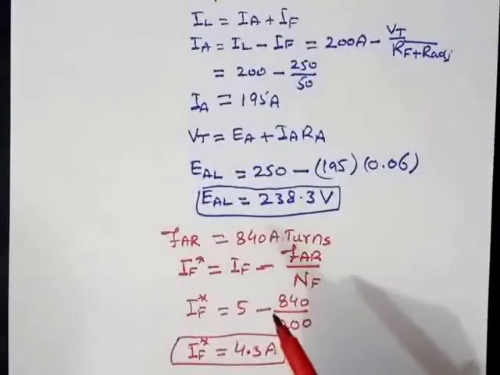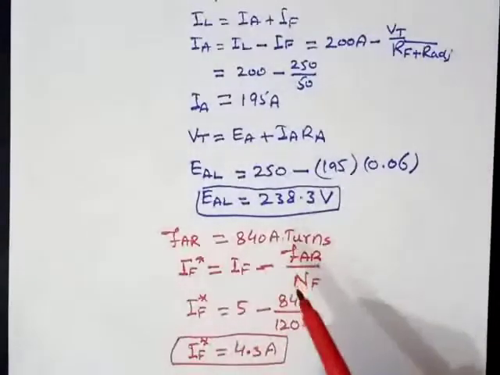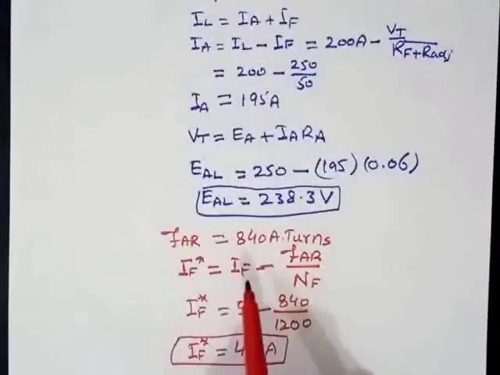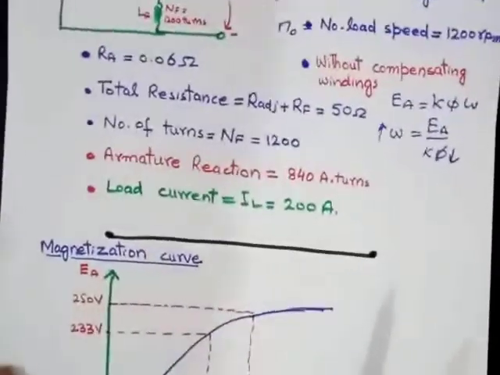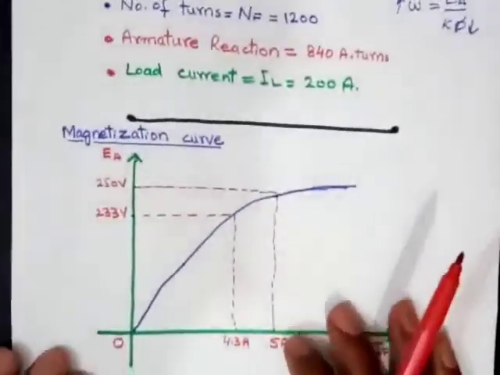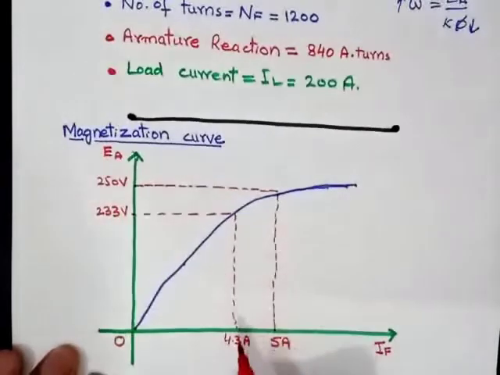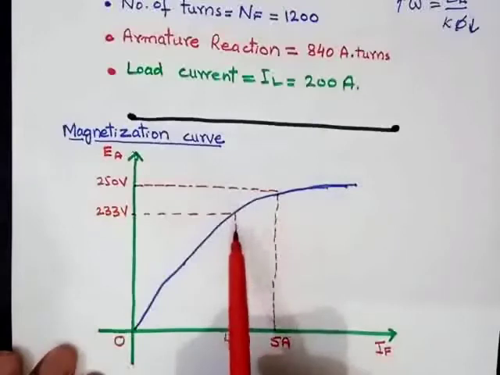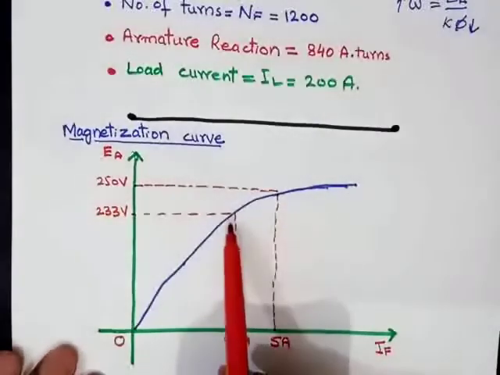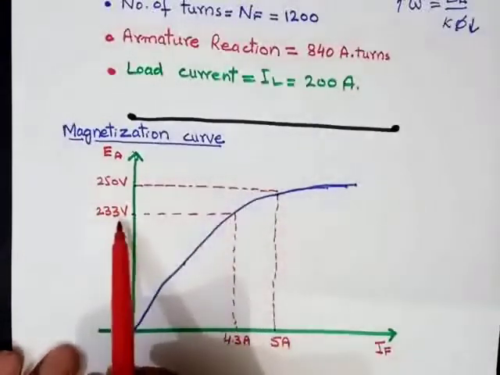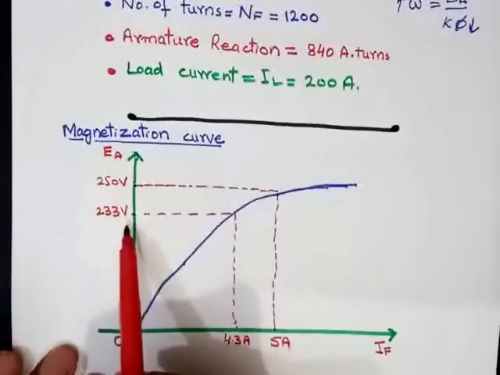Before the armature reaction, the field current was 5 ampere. Now, after the armature reaction, the field current is reduced from 5 to 4.3 ampere. From the magnetization curve, as you can see in this figure, the value of IF star is 4.3 ampere. The internal generated voltage at 4.3 ampere from the magnetization curve is 233 volt.